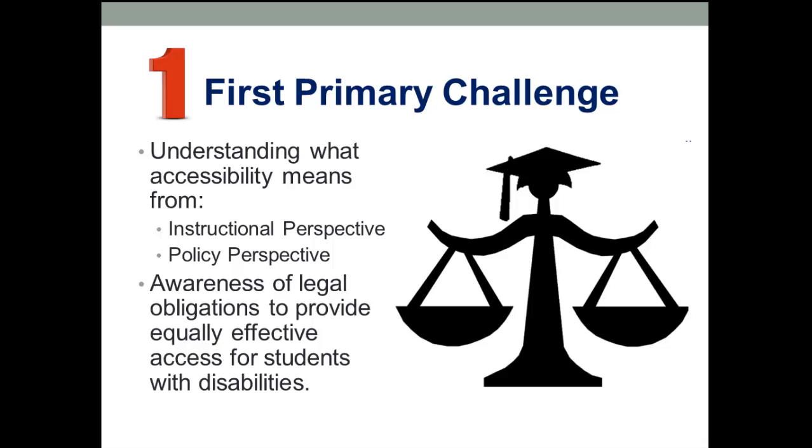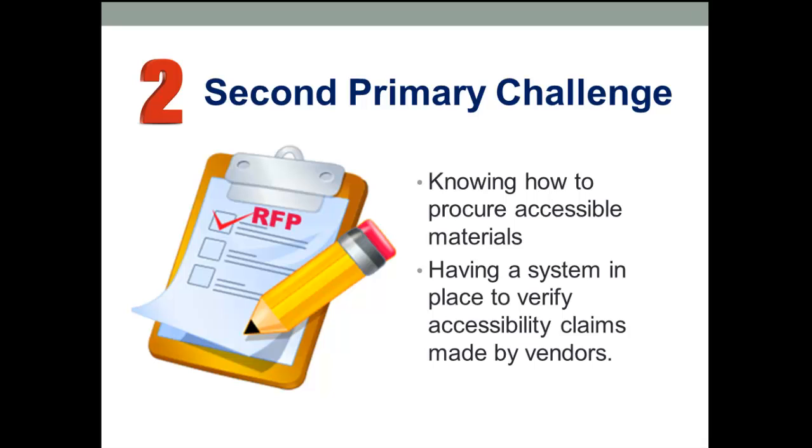There are 2 primary challenges that K-12 schools have related to integrating accessible instructional materials. First, school personnel have to understand what access really means for students with disabilities from both an instructional perspective and a policy perspective. Many school systems do not realize that they can be sued for purchasing inaccessible content. Under current legislation, vendors cannot be sued for producing inaccessible content, but schools can be sued for buying it.